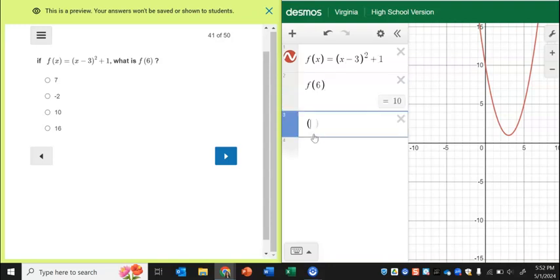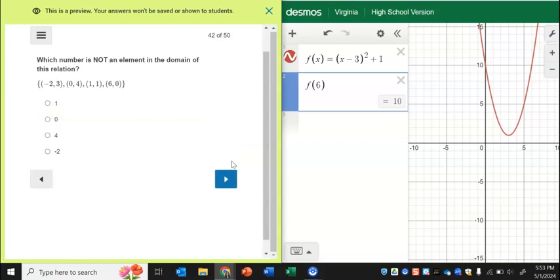You don't have to do this part, but I'm just showing you what Desmos did for you. Okay? Anyway, what I want you to do on the SOL is plug in your function, plug in f of 6, and then there's your answer.